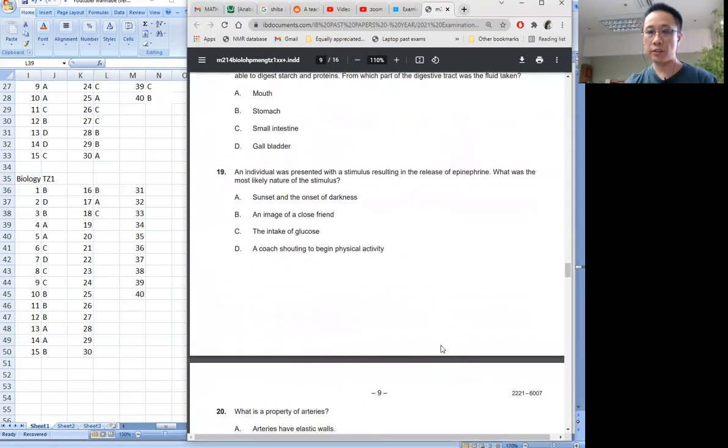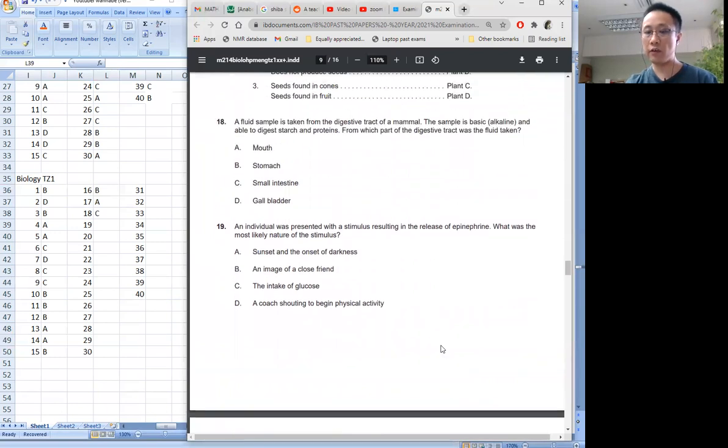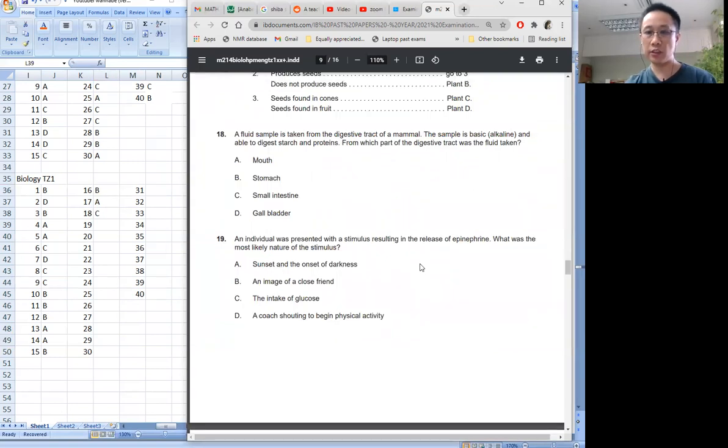19, an individual was presented with a stimulus resulting in the release of epinephrine. So like a hormone like adrenaline. So most likely nature of the stimulus. A sounds reasonable. So I mean, D sounds reasonable.